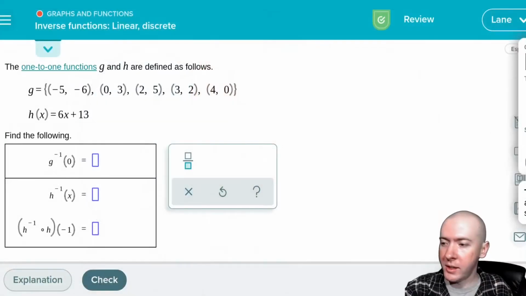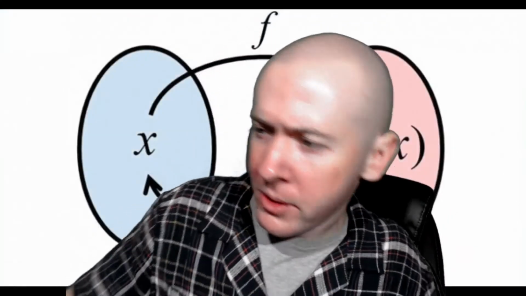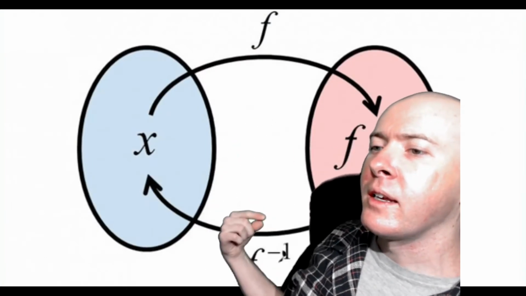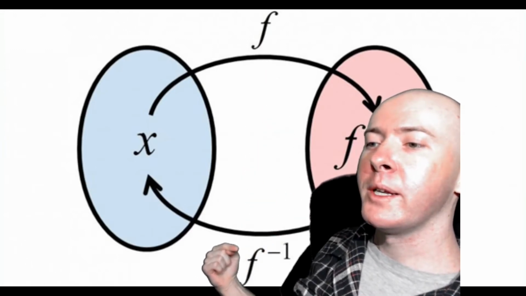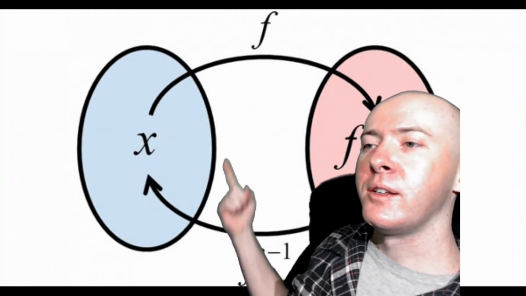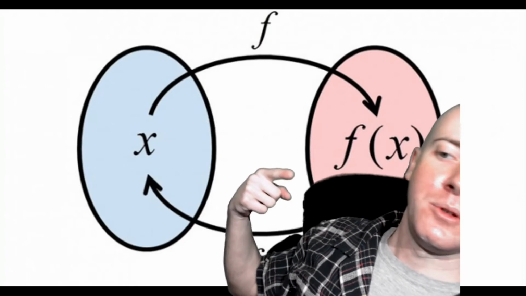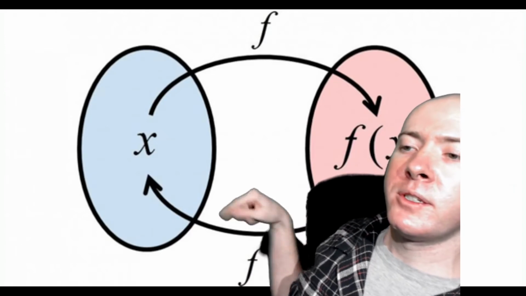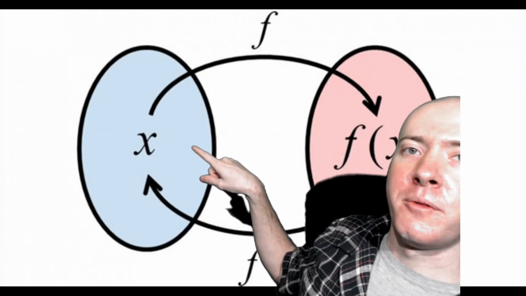The problems in this topic look like this, and the picture behind me is meant to represent an inverse function. If f is a function, then its inverse is written f with an exponent of -1. The function f takes x values and maps them to values in the range of the function, and the inverse function does the opposite. It takes values from the range and maps them to values in the domain.